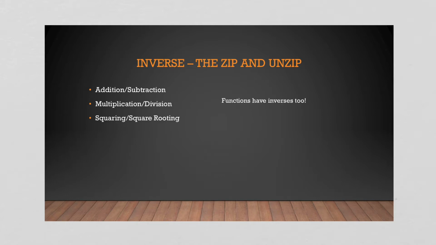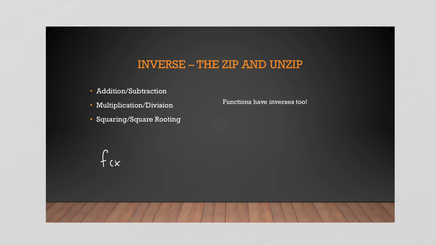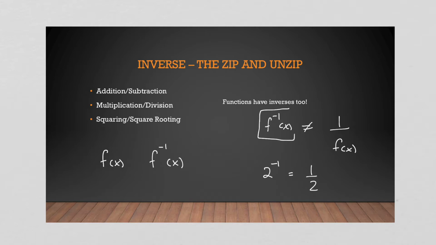So if we have the function f of x, we have its inverse written f negative 1 of x, which means f inverse of x. This does not mean exponent, okay? F negative 1 of x does not mean 1 over f of x, because remember, 2 to the negative 1 is equal to 1 over 2. That's not what's happening here. This means inverse of x, not reciprocal. So remember that one, because that's a bit of a pitfall.